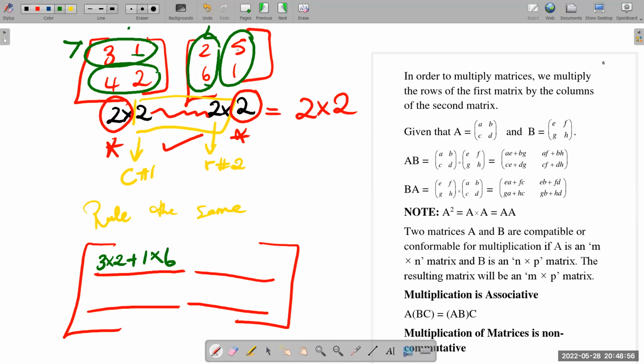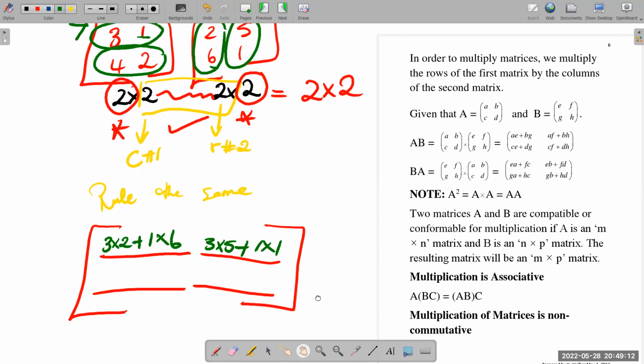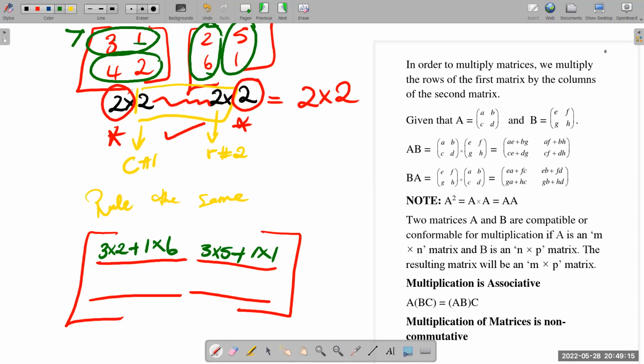Let's do top right. So I'm going to use the top row, right column. So that's 3 times 5 plus, use the second element now, 1 times 1, sorry. Everybody with me? Let me know, please. Let's do the bottom now. Bottom left: that would be 4 times 2 plus 2 times 6. Bottom right: 4 times 5 plus 2 times 1.